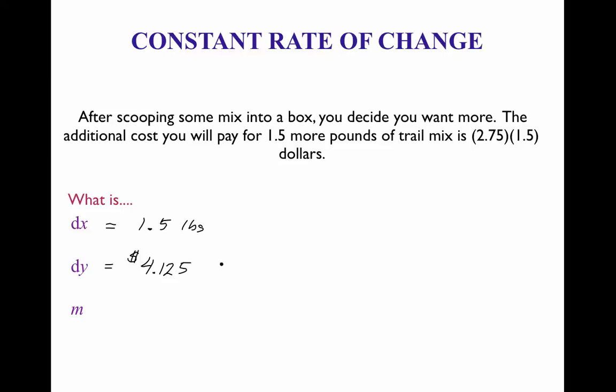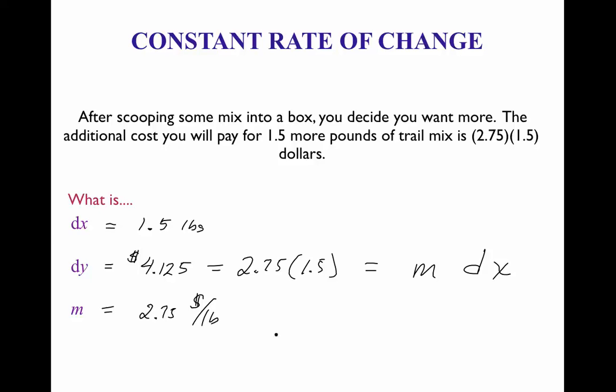What is m? And where did that 4.125 come from? Right, it came from that calculation, which we know is our m dx. And m is 2.75. Question.